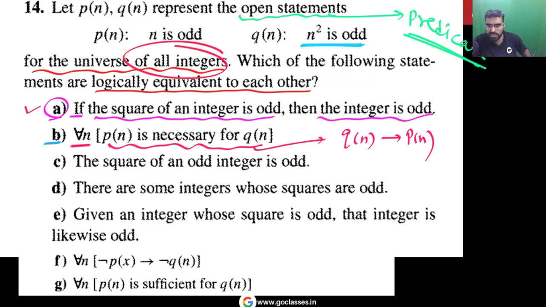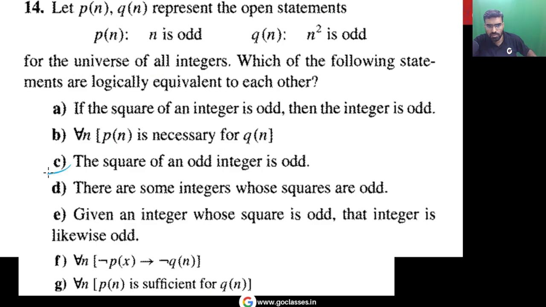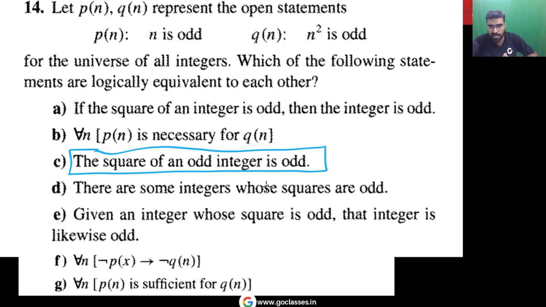What about statement C? Now see statement C. In this statement C we are saying the square of an odd integer is odd. Again, you can notice that universal quantification is hidden. Read this statement carefully and tell me: is this a universally quantified statement or an existentially quantified statement? Are we talking about some integer or about all the integers? The statement is: the square of an odd integer is odd.